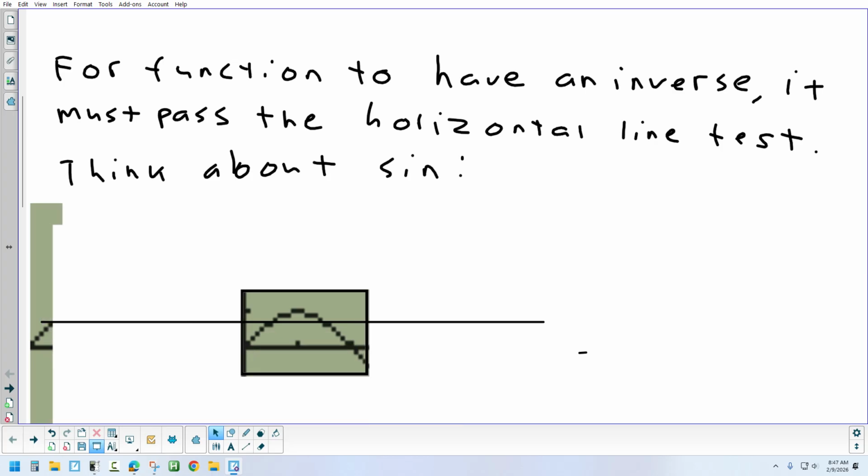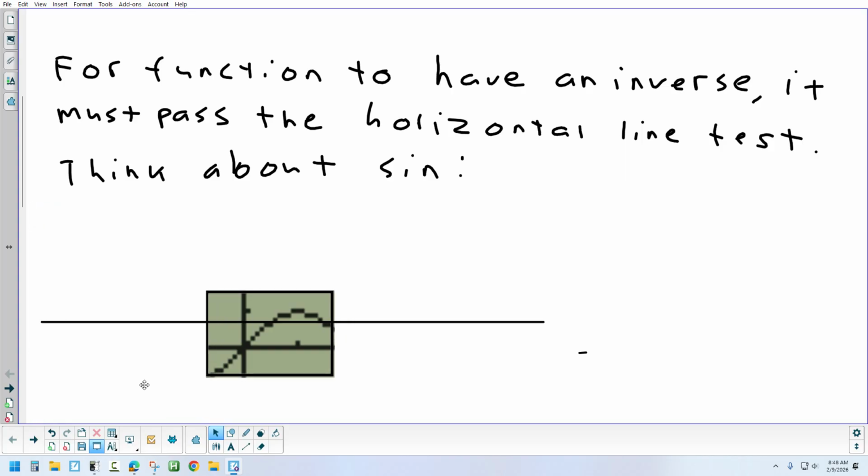Does that section that you can see inside that box pass the horizontal line test? What do you think, Raj? Yeah. How come? Do you see the horizontal line test? No, it hits the graph more than once. So if you're trying to find a section of the graph that passes the horizontal line test, that's not it.